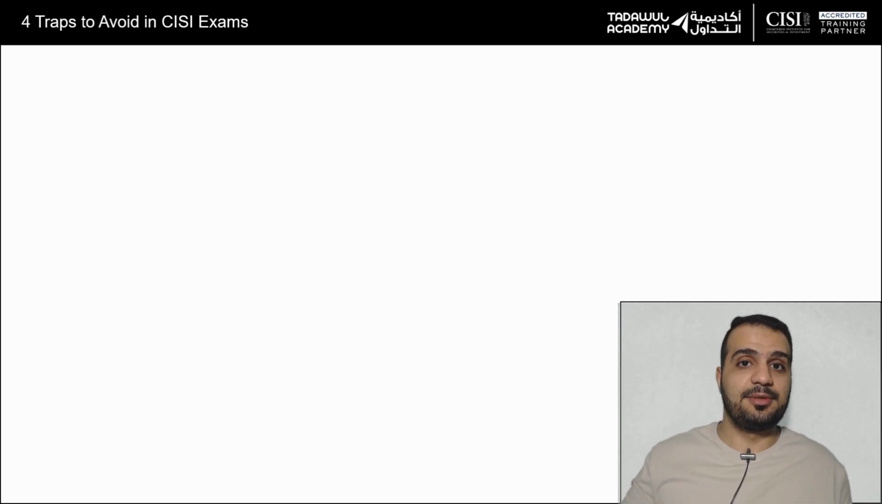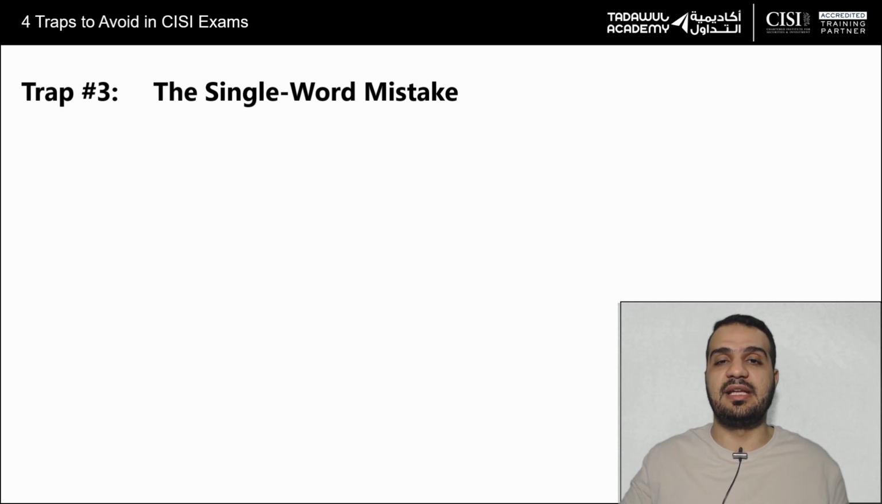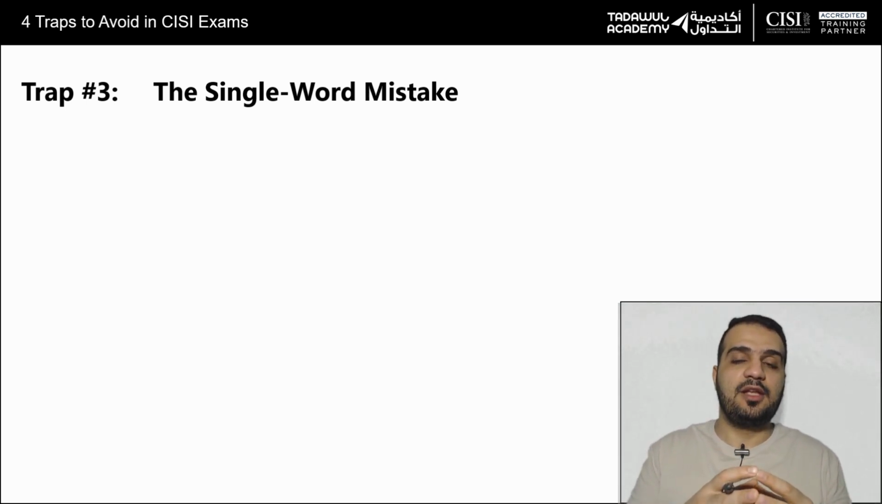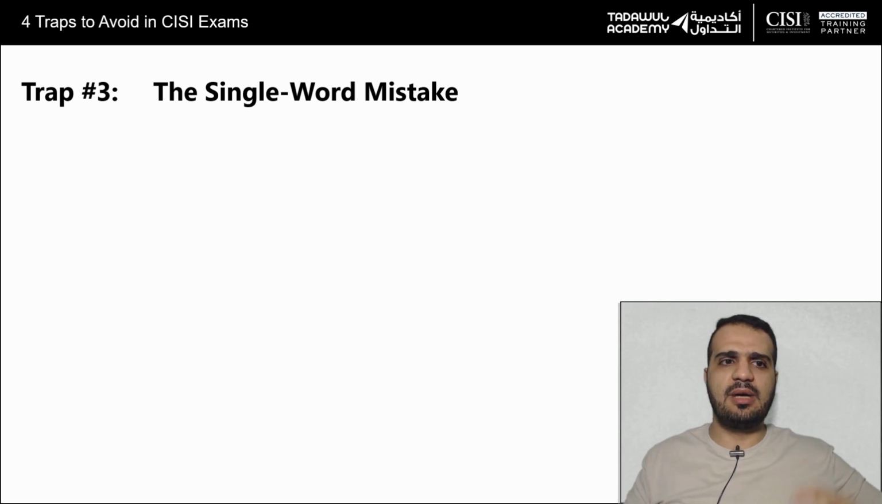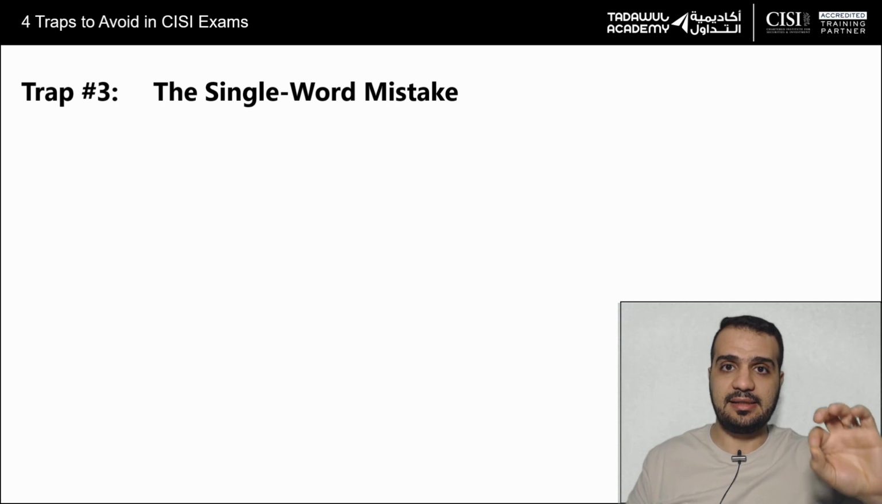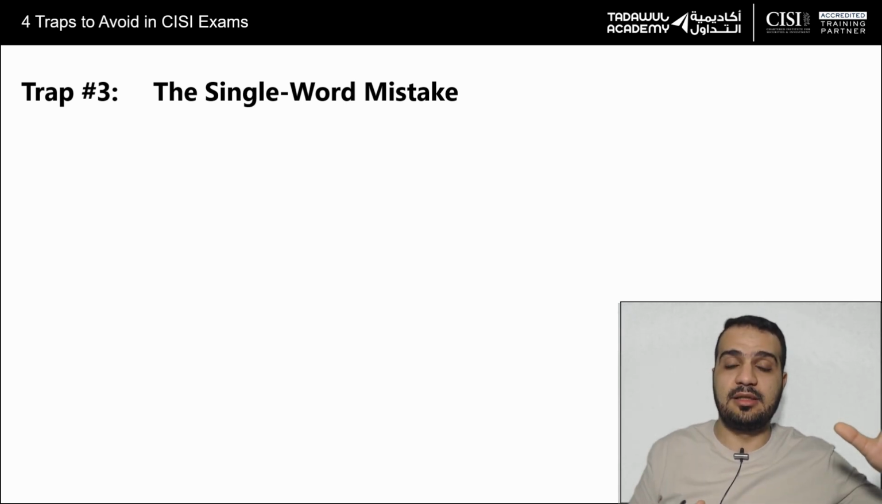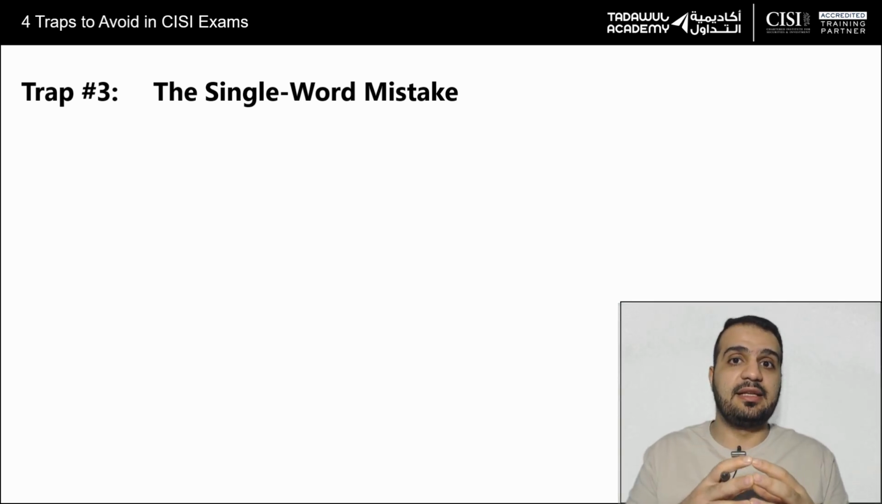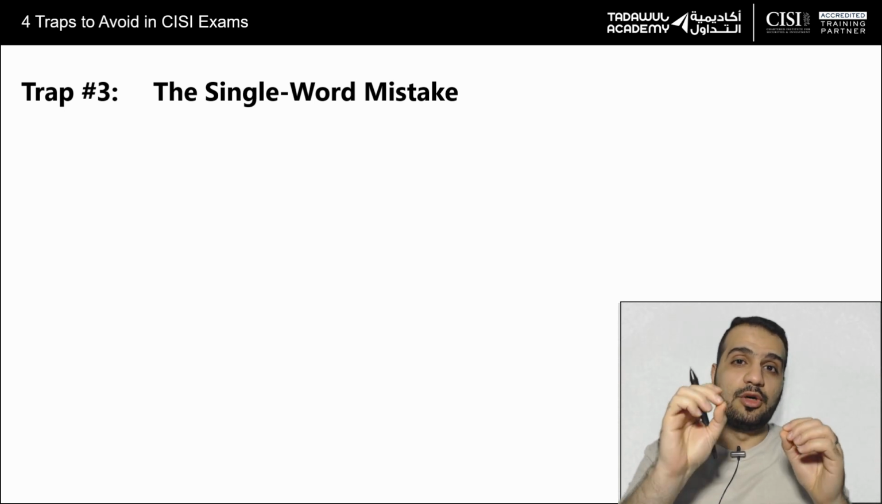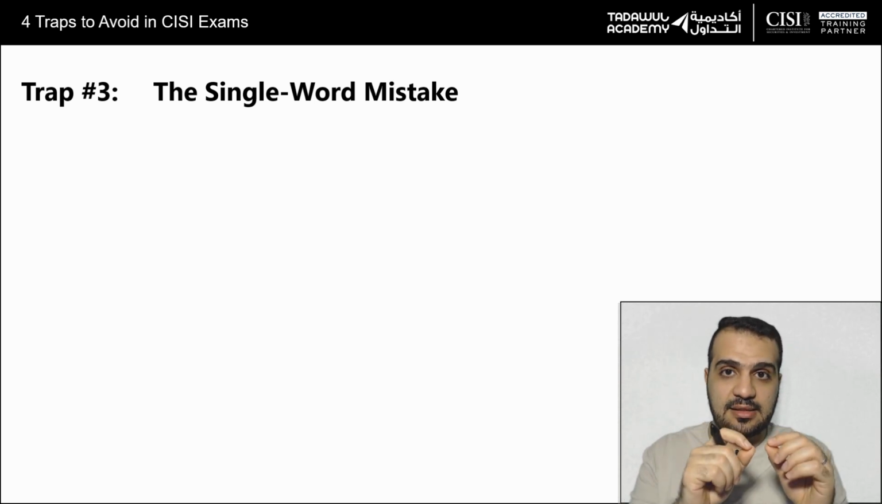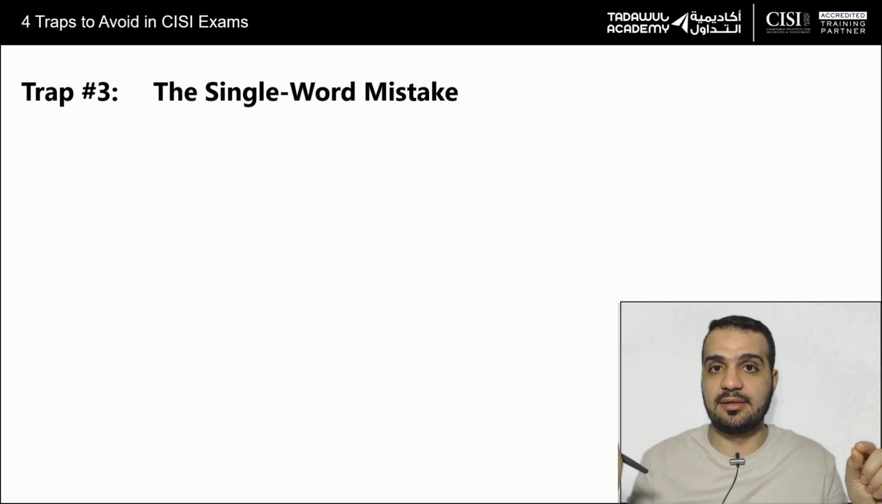Let's look at the third trap, and that is the single word mistake, and this is the most difficult trap to catch. Basically, in this type of question, you will get answers A, B, C, D like you usually do, and most answers might seem correct, and you're trying to find the right answer, but they're all very similar. You'll find out later that actually there was one word in one of the answers that just ruined the whole answer. Let me give you an example quickly.